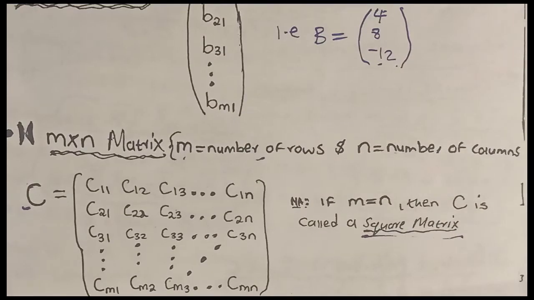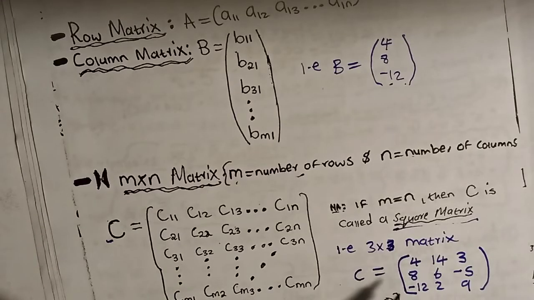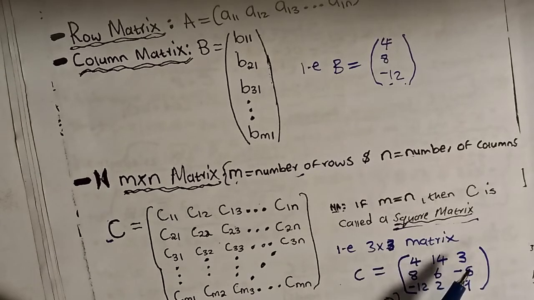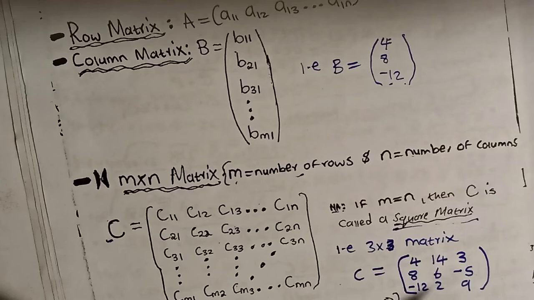We can have a 3 by 3 matrix as a perfect example. Or we can have matrix C defined by this example here. On the first row, you have your entries as 4, 14, 3. Second row, 8, 6, -5. Third row, -12, 2, and 9. Similarly, on the first column, 4, 8, -12. On the second column, 14, 6, 2. And on the third column, 3, -5, and 9.